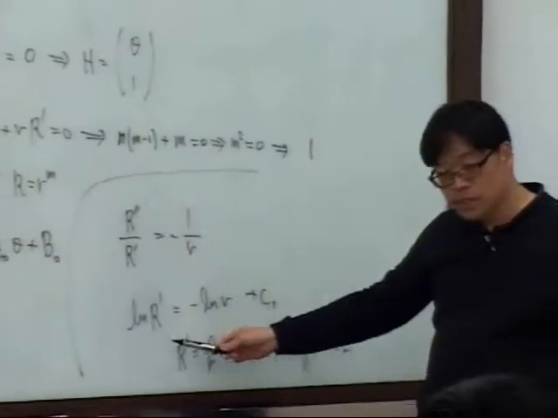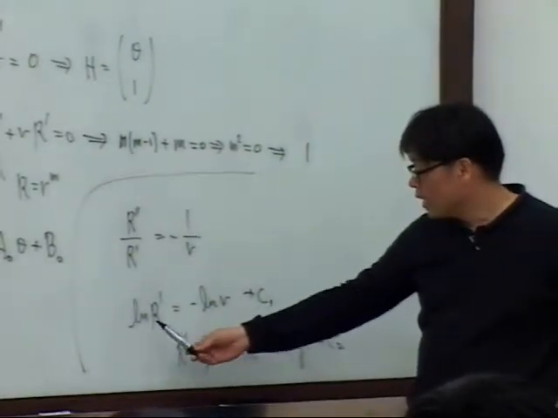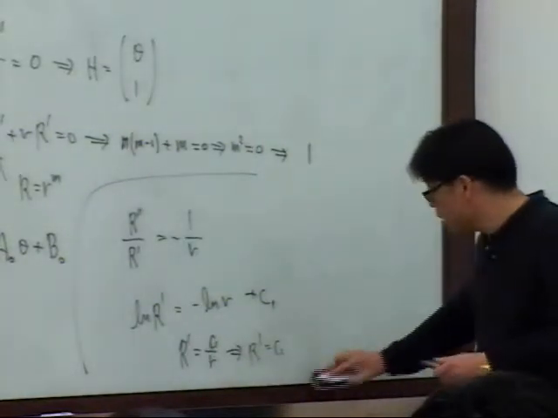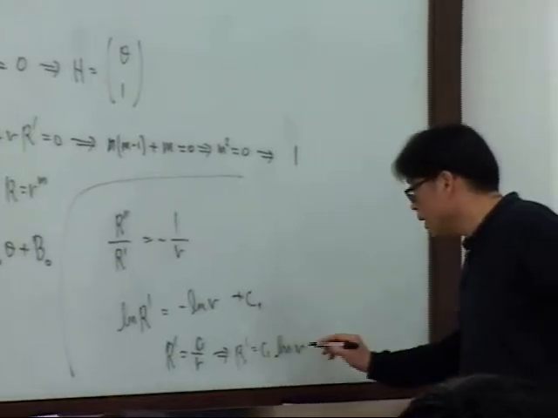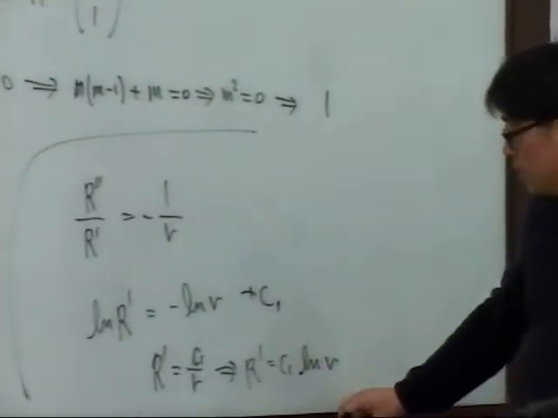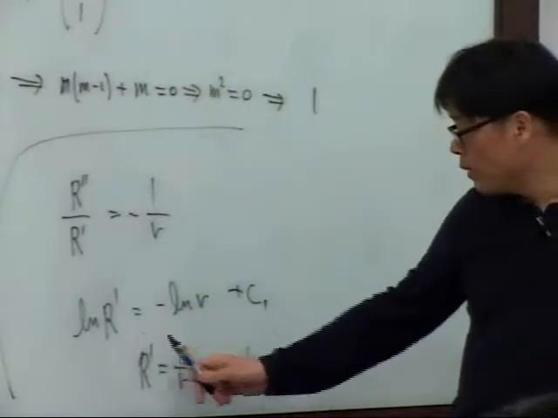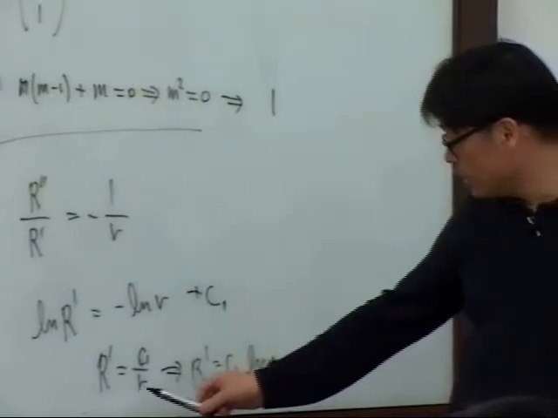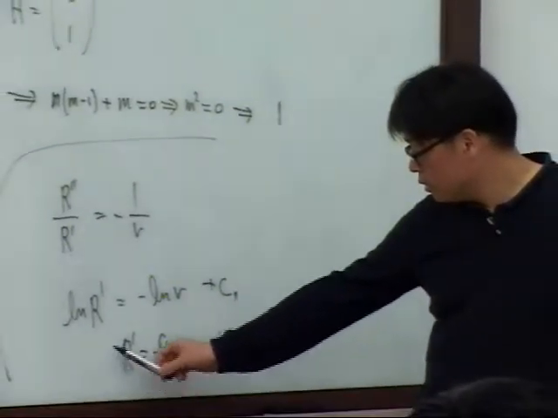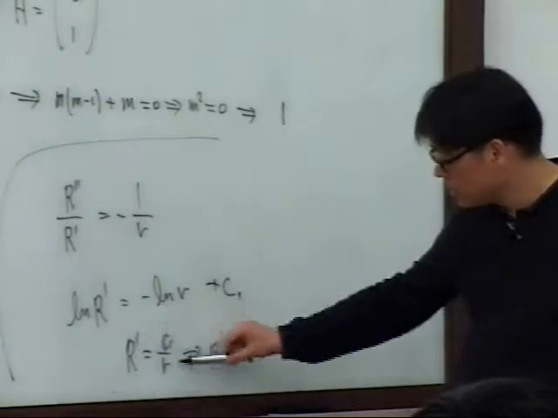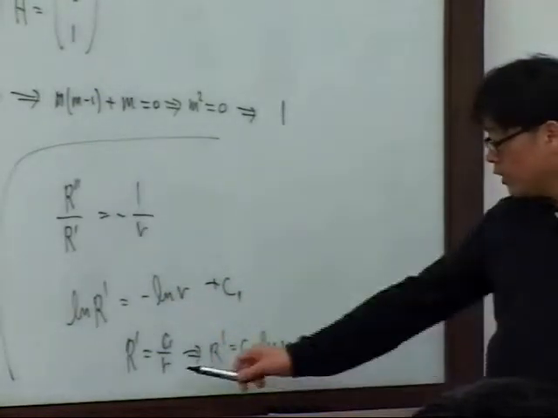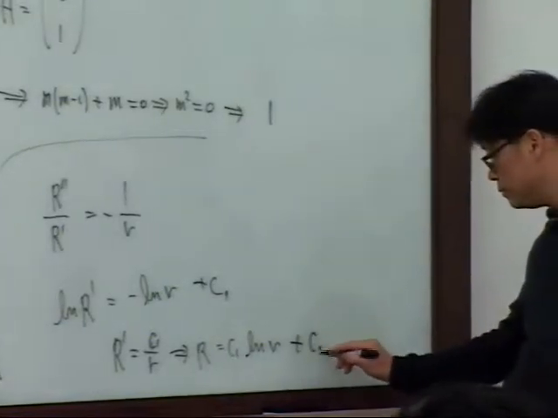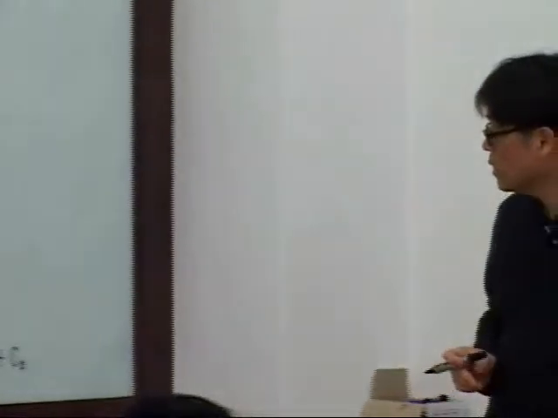And then I integrate once with respect to R. Then I will get log R, and then log R prime. And then this will give minus log R plus integration constant. And then this one will give you this. This is exactly this. And then I integrate one more time. And then I'll get this. Okay?